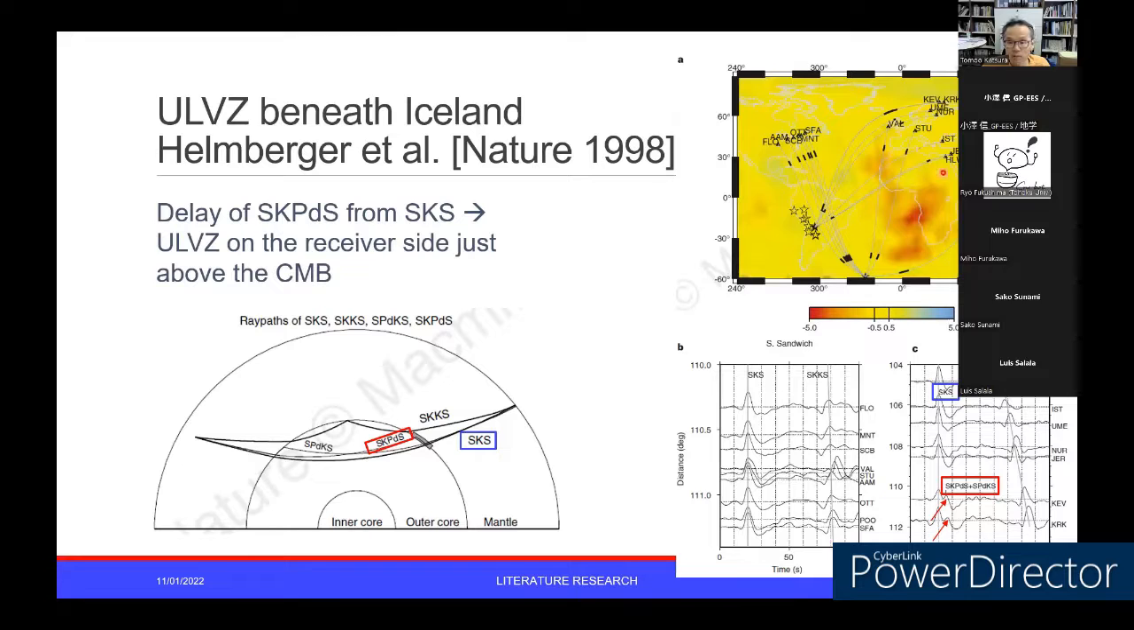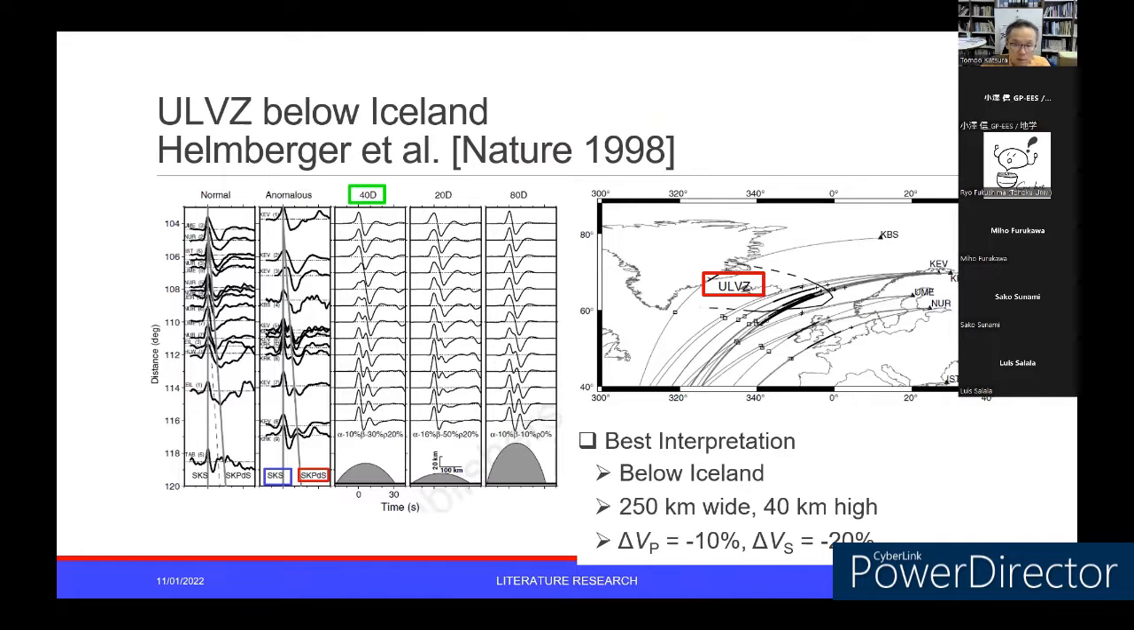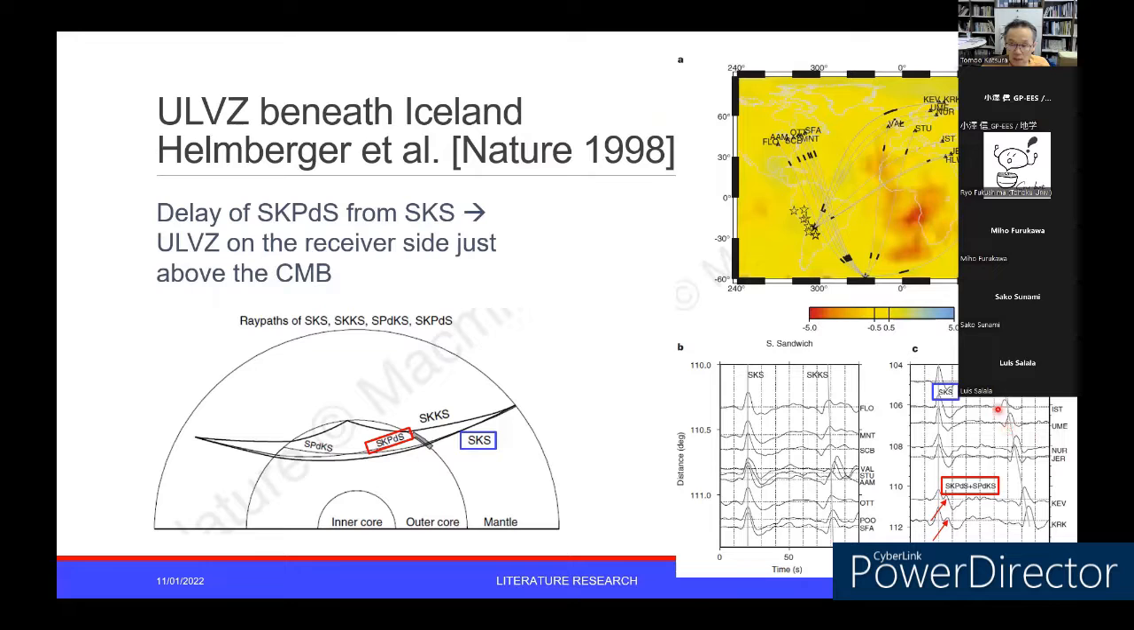Helmberger et al. observed the SKS and this later phase in the European stations and American stations. They also used South American earthquakes to detect the ultra low velocity zone beneath Iceland. And the seismograms going through under Iceland show these post-cursors.